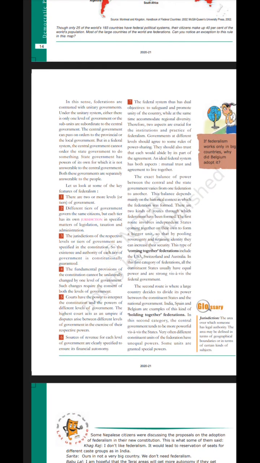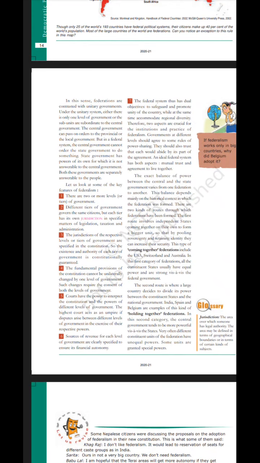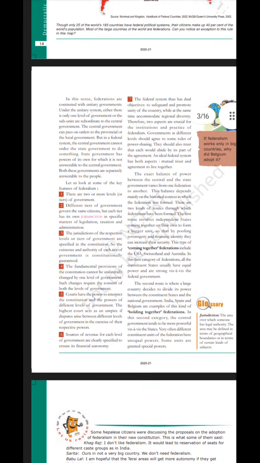In this sense, federations are contrasted with unitary governments under the unitary system. Either there is only one level of government or the subunits are subordinate to the central government. The central government can pass on orders to the provincial or the local government. But in a federal system, the central government cannot order the state government to do something. State government has powers of its own for which it is not answerable to the central government. Both these governments are separately answerable to the people.